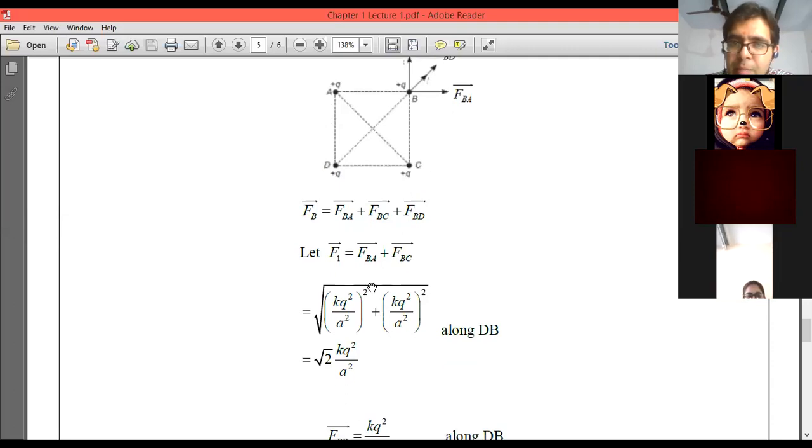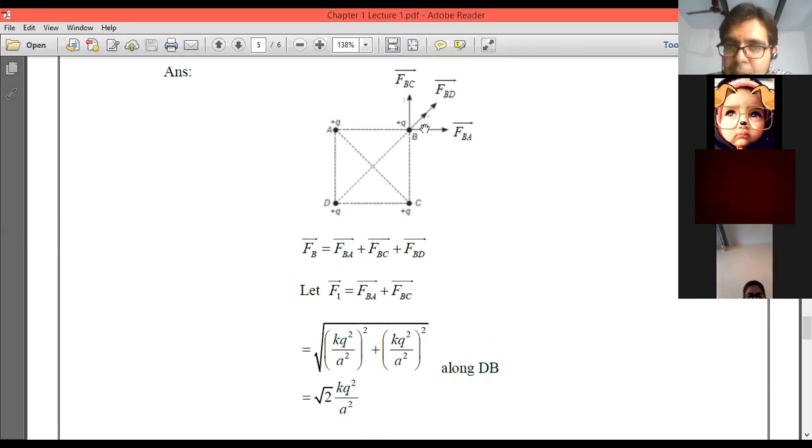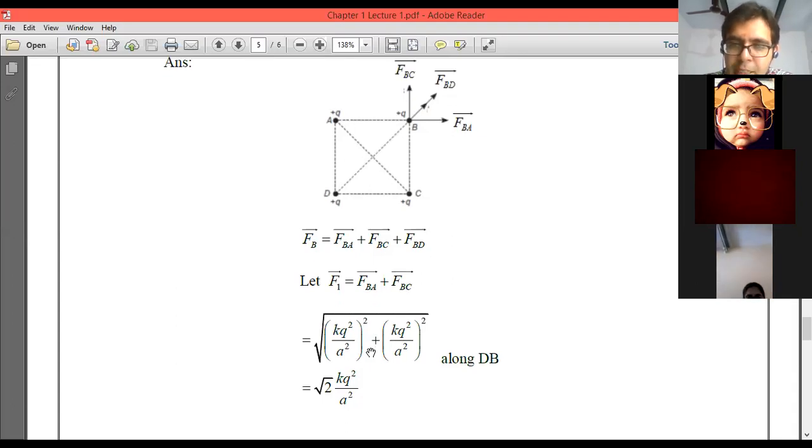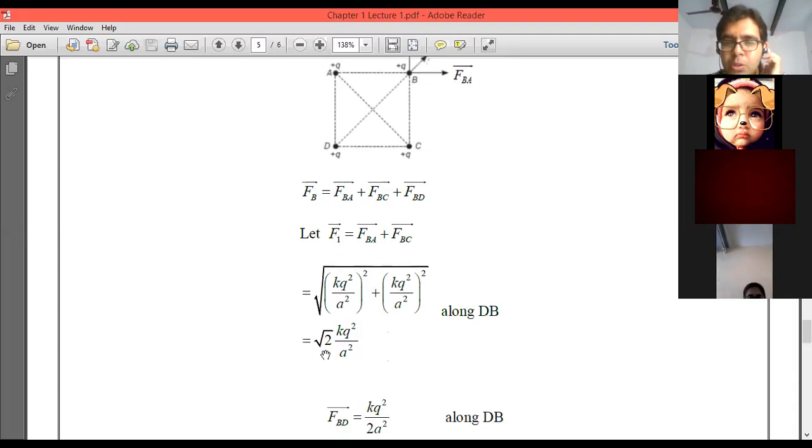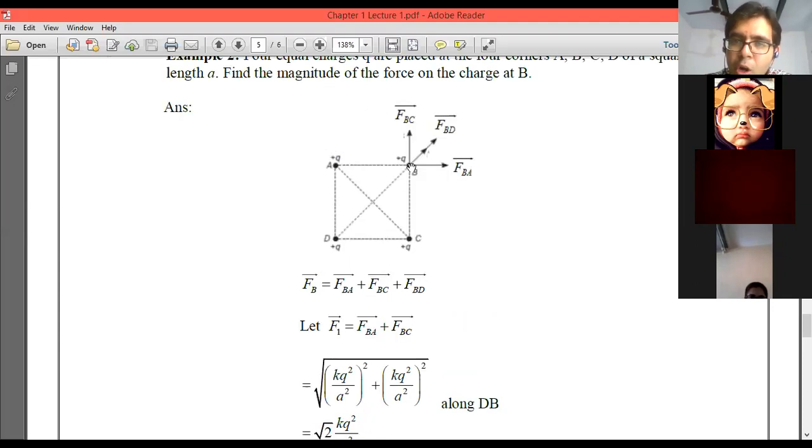Using the vector sum, since they have an angle of 90 degrees between them and cos 90 is 0, we can easily find their magnitude, root of A square plus B square plus 2AB cos theta. So A is KQ square upon A square, that is FBA. FBC is KQ square upon A square, and we need to take the root of that. We'll get a value root 2 KQ square upon A square, and the direction of this is along BD, because they both have the same force, and when you calculate the direction, it will come along BD.